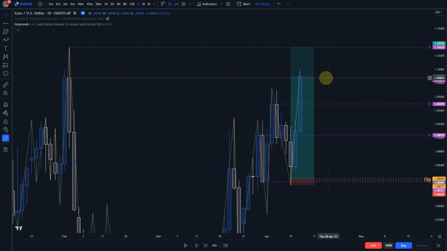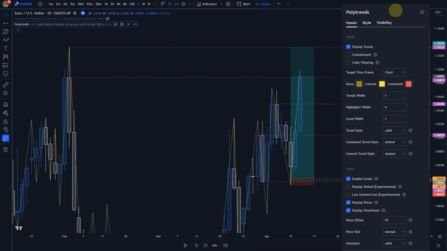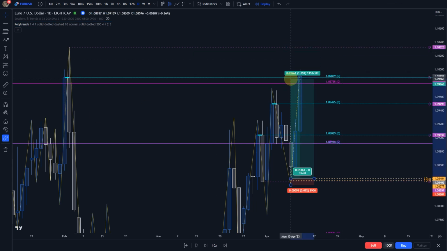If you're struggling finding the levels, you can enable them using PolyTrends. In the end, this is a swing trade that is above 1 to 20 risk to reward. Of course, this doesn't happen all the time, but with this multi-time frame approach, finding trades like this one is possible.